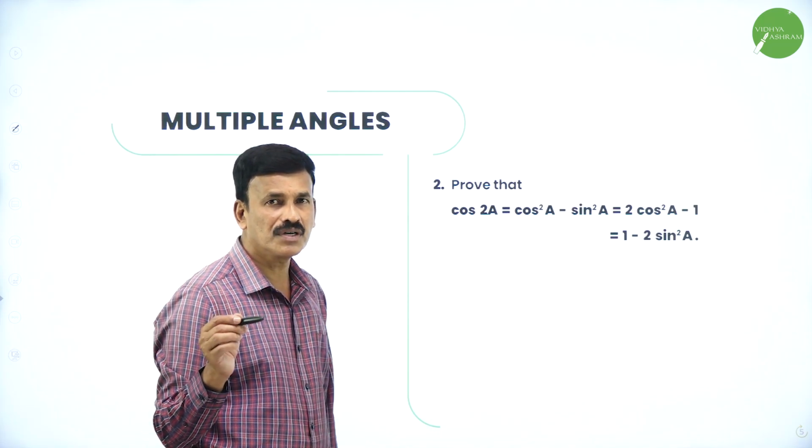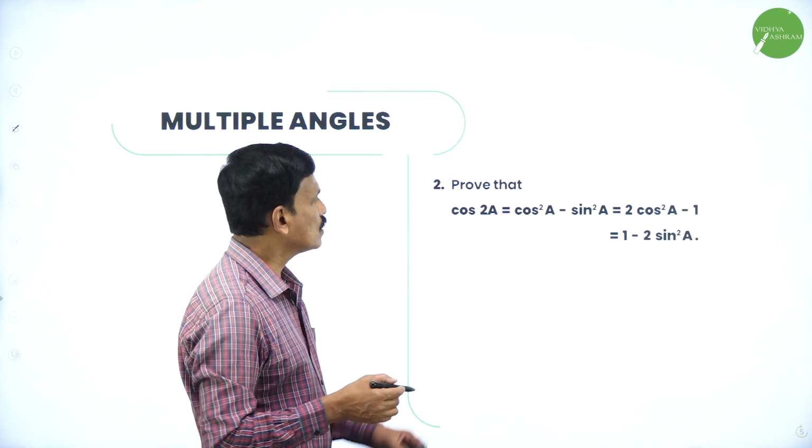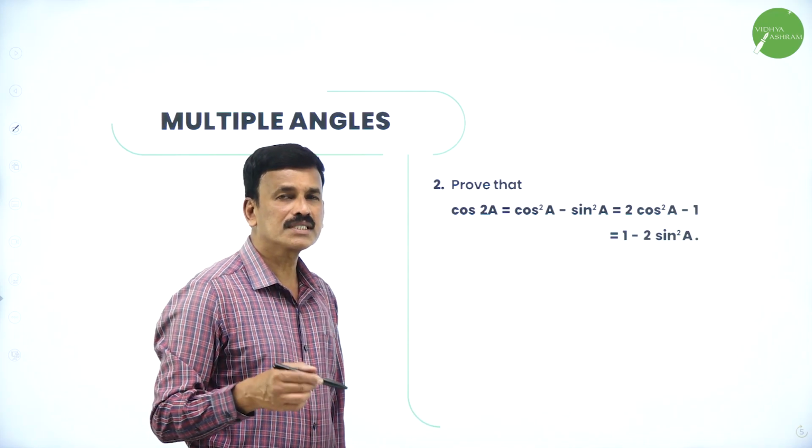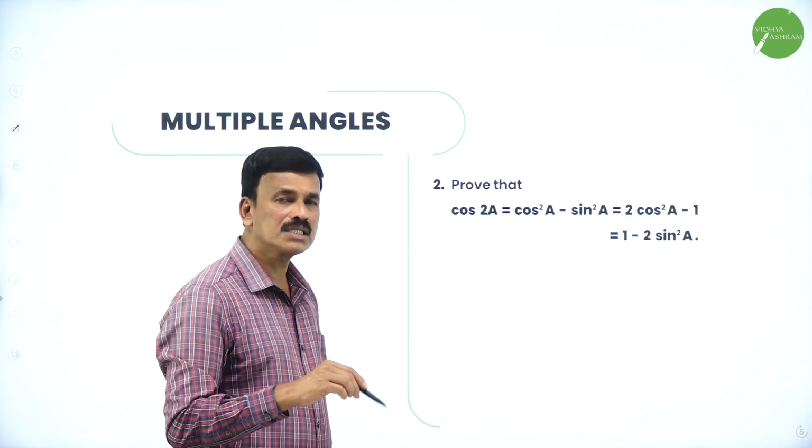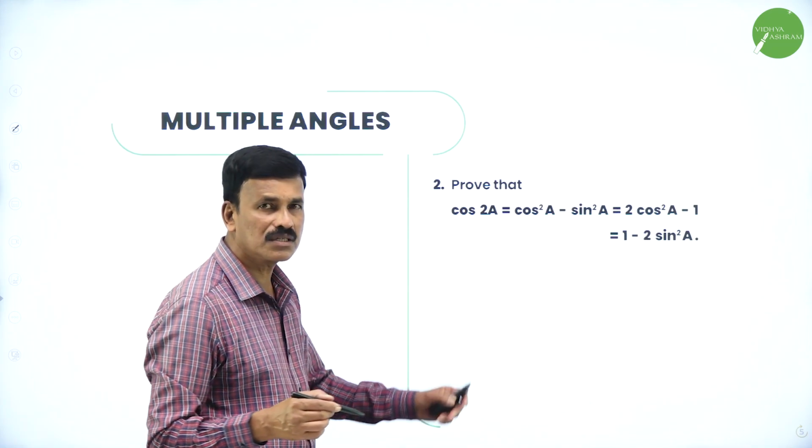For cos 2A we have three formulas. Cos 2A is equal to cos square A minus sine square A, or that's also equal to 2 cos square A minus 1, or that's also equal to 1 minus 2 sine square A. Now let us derive all these three.